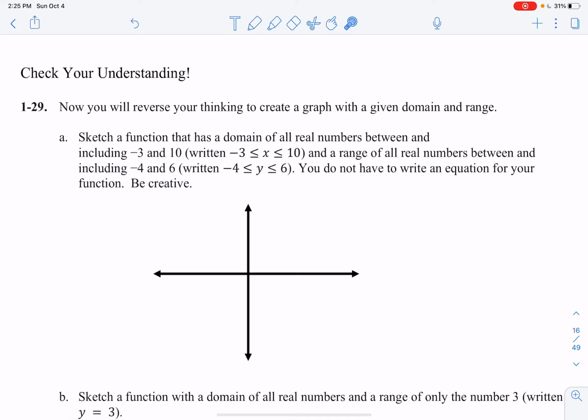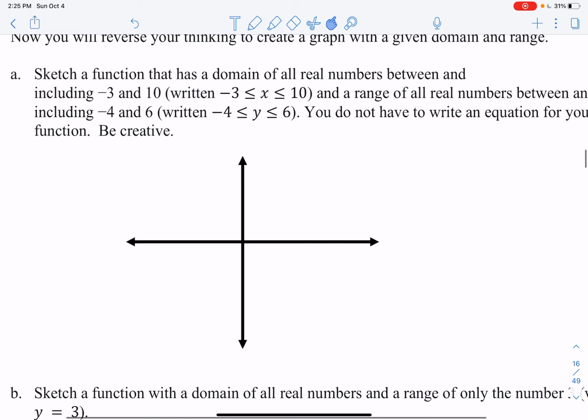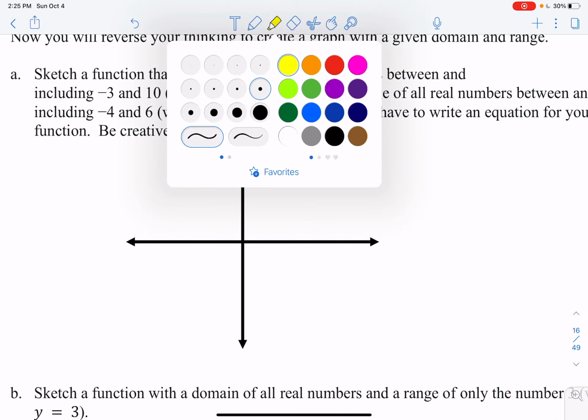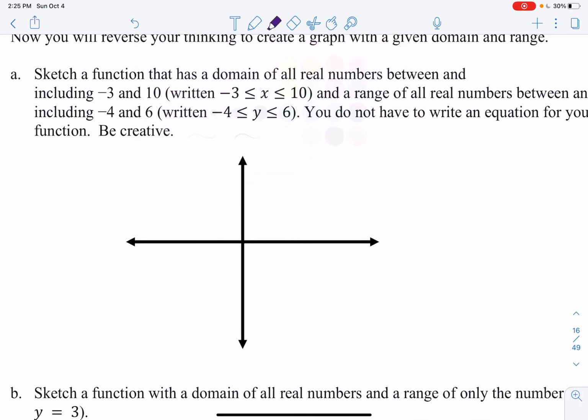And notice the x and the y for the differences between the domain and range. We don't have to write an equation, but we want to be as creative as we can be here. So don't freak out because this isn't as bad as you think it is. So let's just start back up here. We've got, let's see here. We've got a domain and it's between and including -3 and 10.